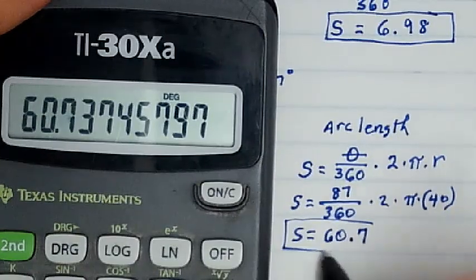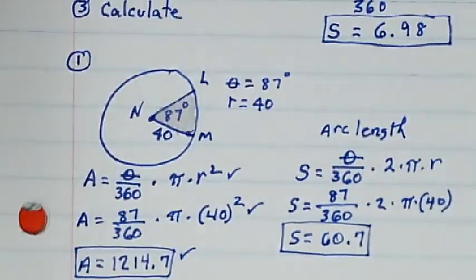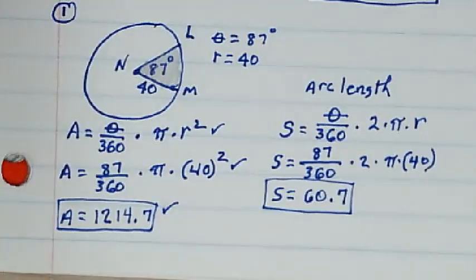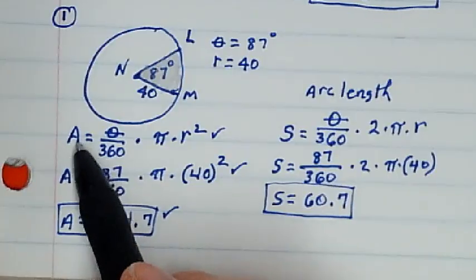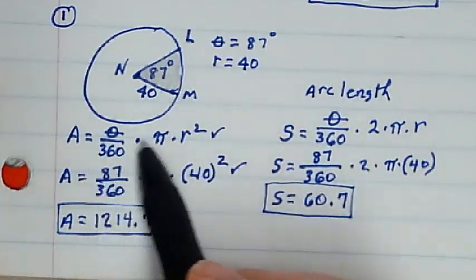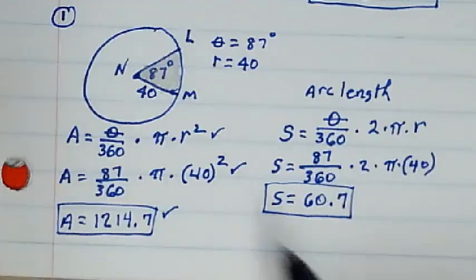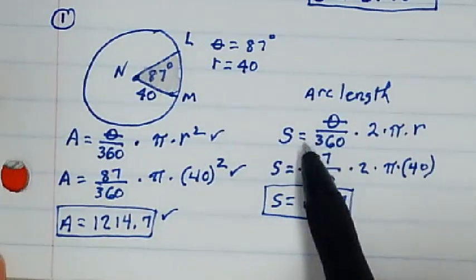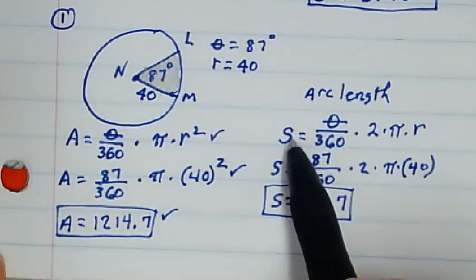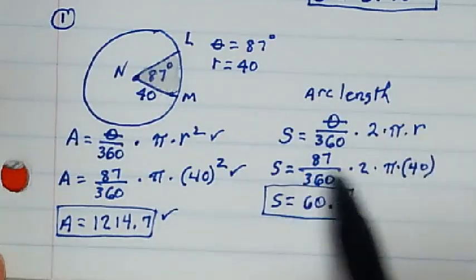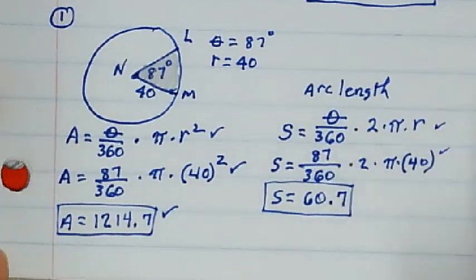So notice what I did to get my answers. To find the area of the sector, I used the area of the sector formula, substituted, got my answer. To find the arc length, I used the arc length formula, made my substitution, and I got my answer. And that is the expectation.